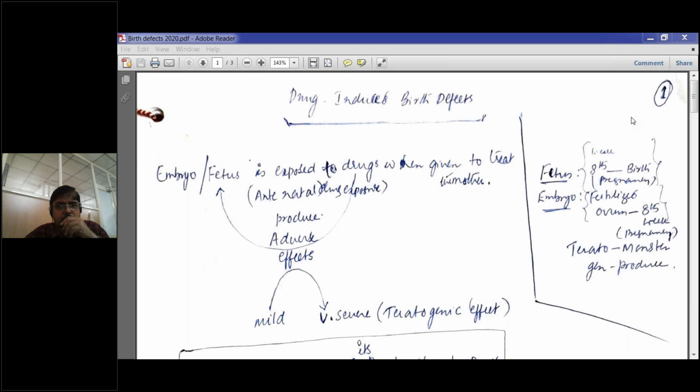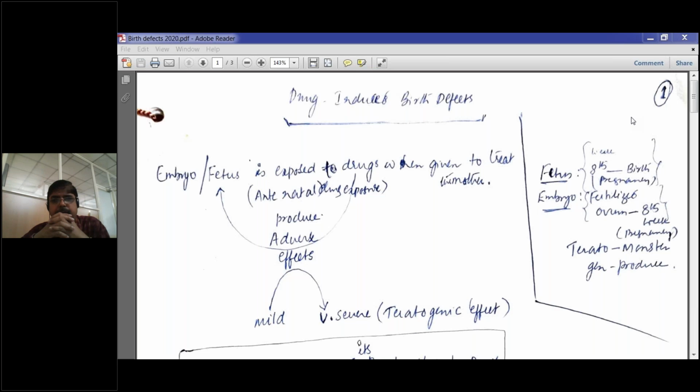Okay, but when can it produce the effect? Through the placenta, this produces the effects on the fetus. When can it produce the effect on the fetus? So once the drug starts metabolizing, when the drug starts metabolism.